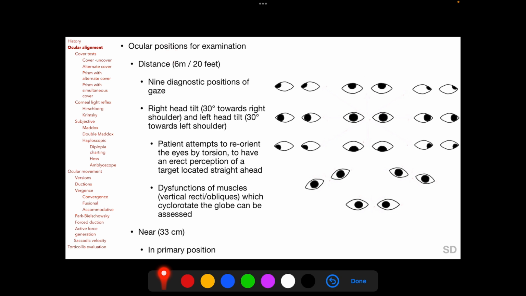Ocular positions in which ocular alignment should be examined include, for distance fixation, the 9 diagnostic positions of gaze, right head tilt and left head tilt. When the patient tilts the head to the right or the left, the patient also attempts to reorient the eyes by a torsional movement to have an erect perception of a target located straight ahead in the visual space. So, dysfunctions of muscles which cyclorotate the globe can be assessed in the right head tilt and the left head tilt position. Ocular alignment should also be examined at near fixation in primary position as shown in this diagram.